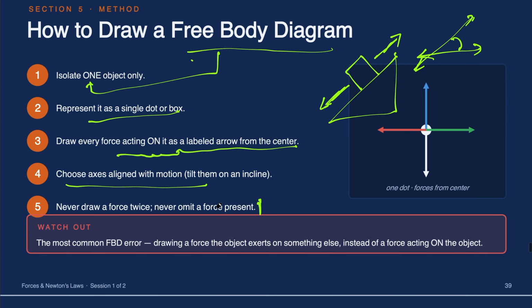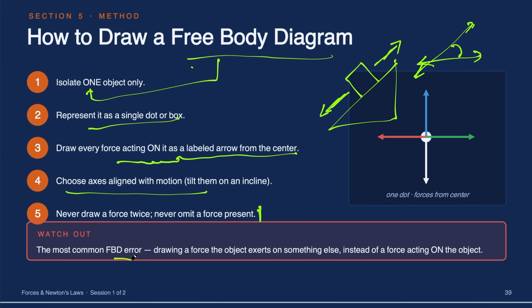And one common error that you need to concern yourself with regarding free body diagrams is drawing a force the object exerts on something else instead of a force acting on the object. So if, for example, we had a system between Earth and a block on Earth, we wouldn't say the block is pulling Earth up, right? We would only say Earth is pulling the block down. So not the force the object exerts, right? Not electromagnetic, or that's all charges and stuff. It's just the force acting on the object itself.